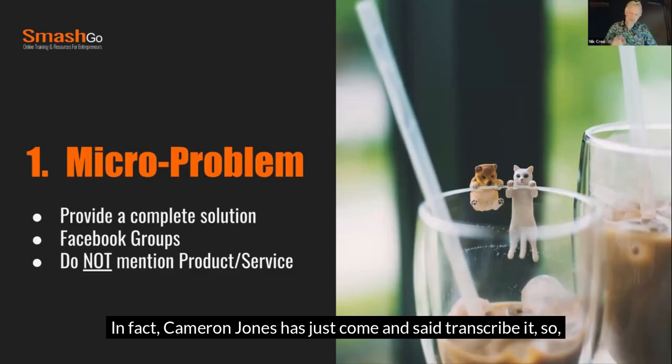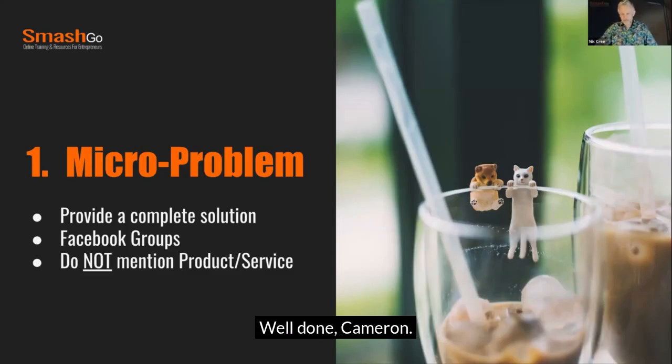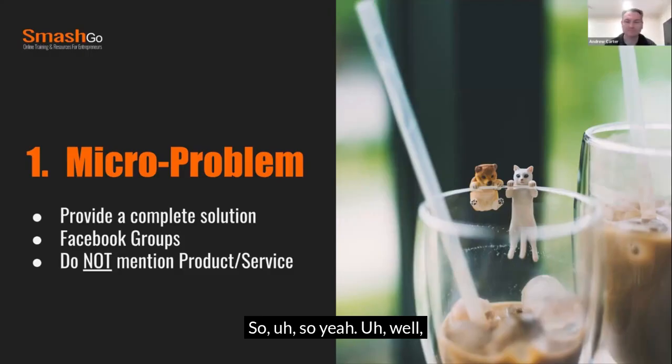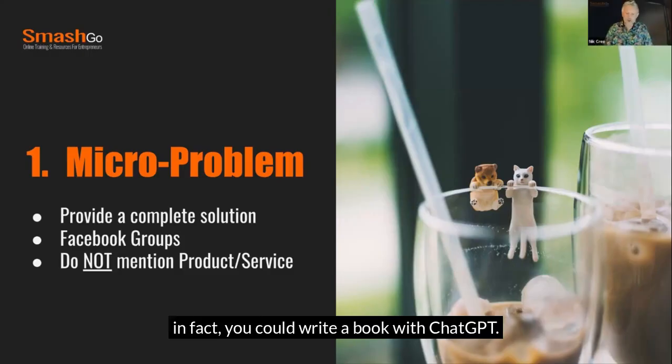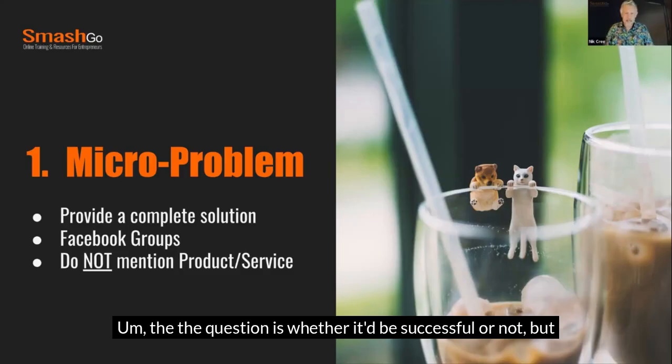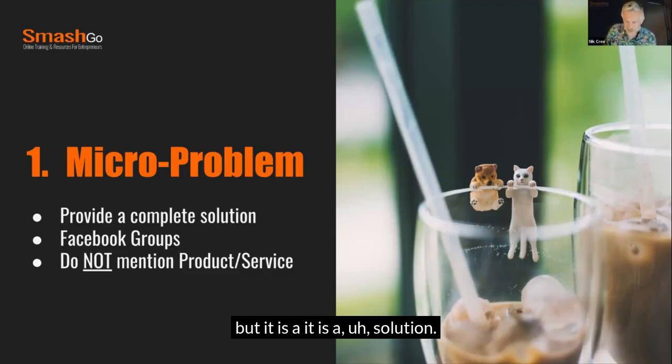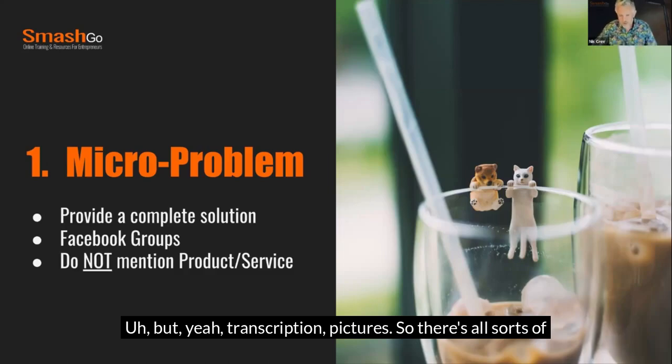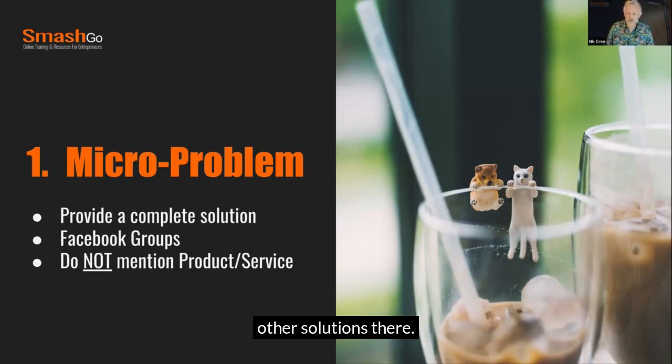In fact, Cameron Jones has just come and said transcribers. So on the money there. Yep, well done, Cameron. In fact, you could write a book with ChatGPT. The question is whether it'd be successful or not, but it is a solution. But yes, transcription, pictures. There are all sorts of other solutions there.